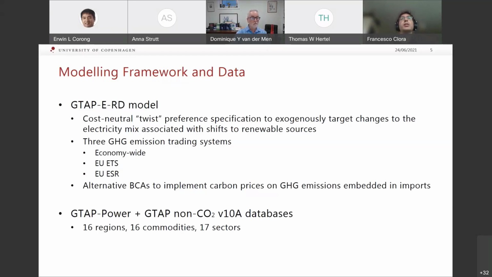We calibrate the model on the GTAP power and the GTAP non-CO2 databases version 10. And we have 16 regions, 16 commodities, and 17 sectors. The discrepancy between the number of sectors and the number of commodities is due to the fact that the electricity commodity is produced using both renewable and non-renewable sources. So you have 2 different sectors producing electricity.